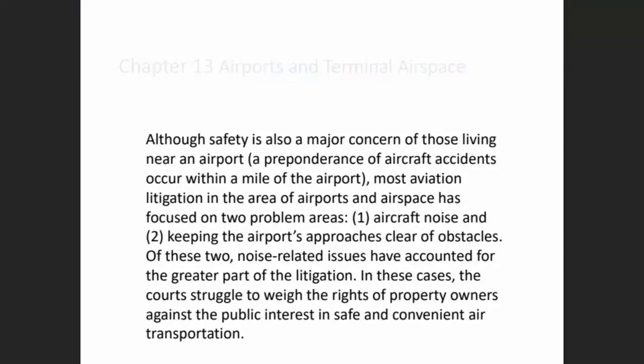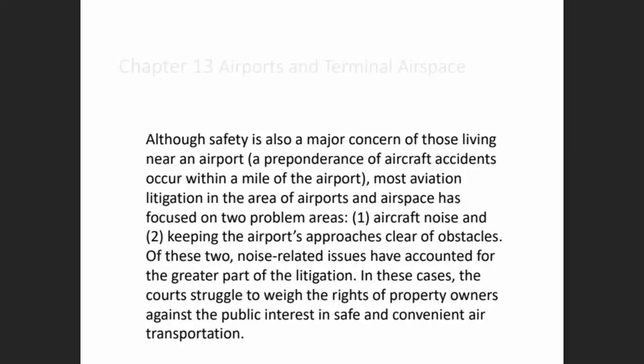Although safety is also a major concern for those living near the airport, obviously a preponderance of airport accidents occurs within a mile of airports. Most aviation litigation in the areas of airports and airspace is focused on two problems: airport and aircraft noise, and keeping airport approaches clear of obstacles. I'm sure you guys are familiar with it. You look at the runways, and obviously straight into the runway, which is 5, 10, 15, 20 miles, we have to be really mindful of obstacles to navigable airspace.